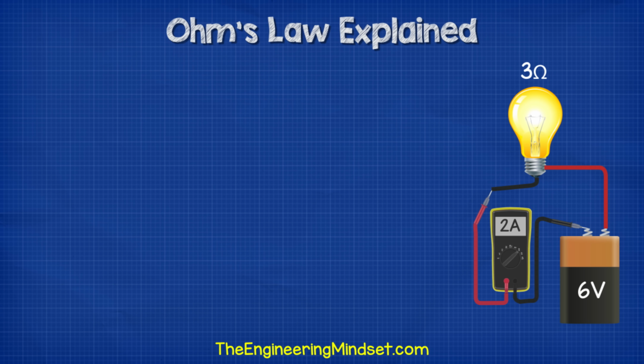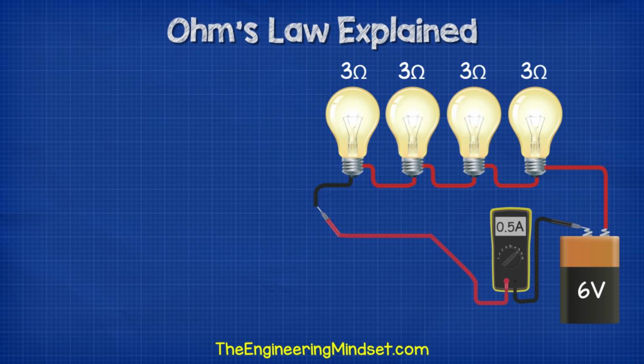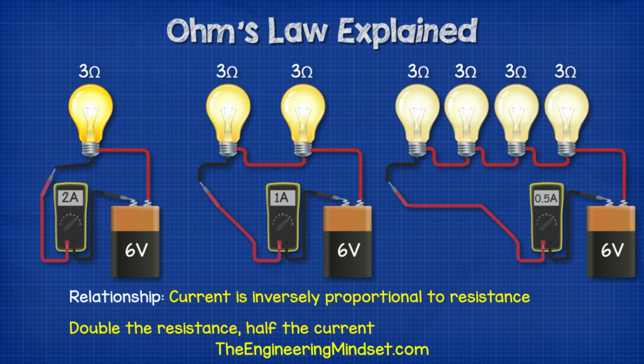So we saw what happens when we use a resistance of 3 ohms in the circuit. But if we double the resistance to 6 ohms by placing another 3 ohm lamp into the circuit, the current halves to just 1 amp. If we double the resistance again to 12 ohms, the current will halve again to 0.5 amps. We can visually see this because the lamps will become less bright as the current reduces from the increase in resistance. So what's the relationship here?